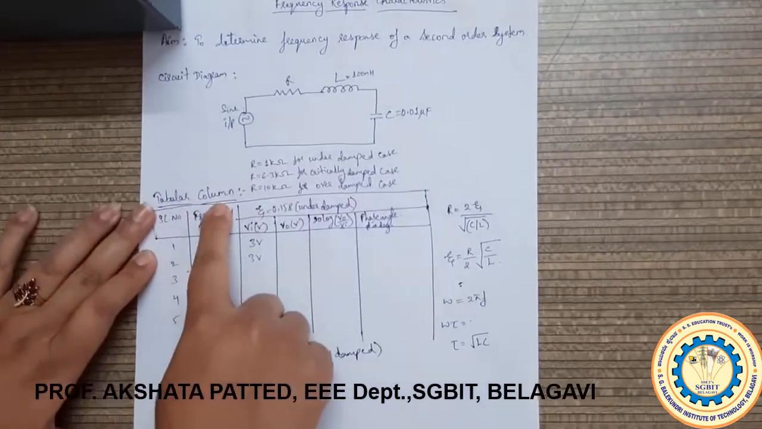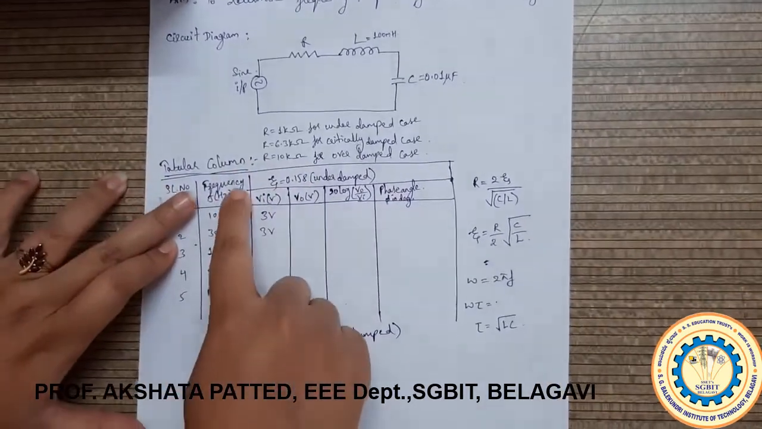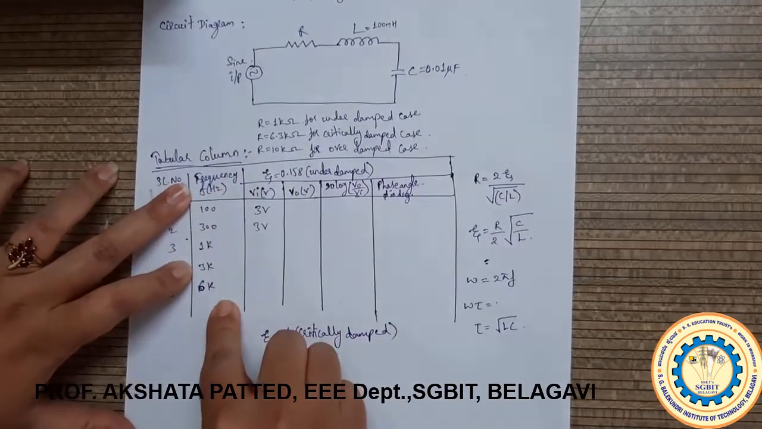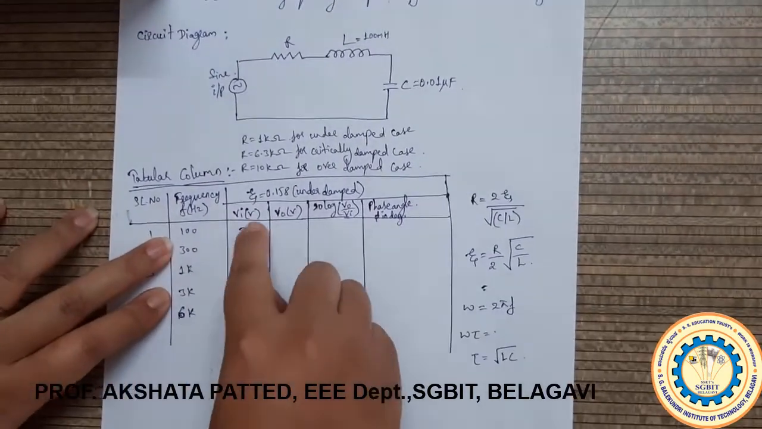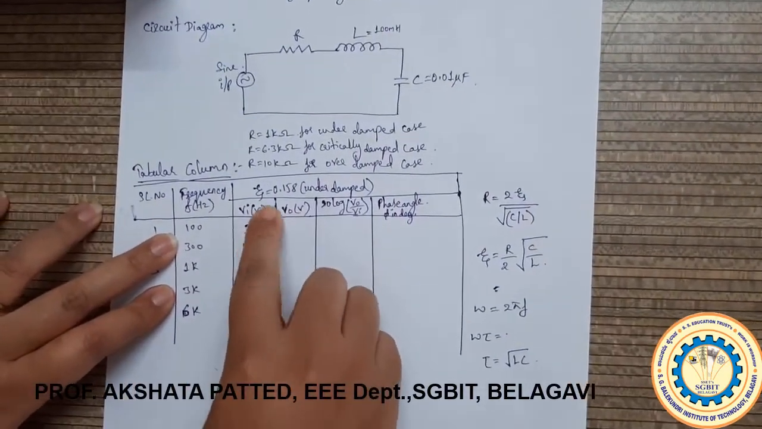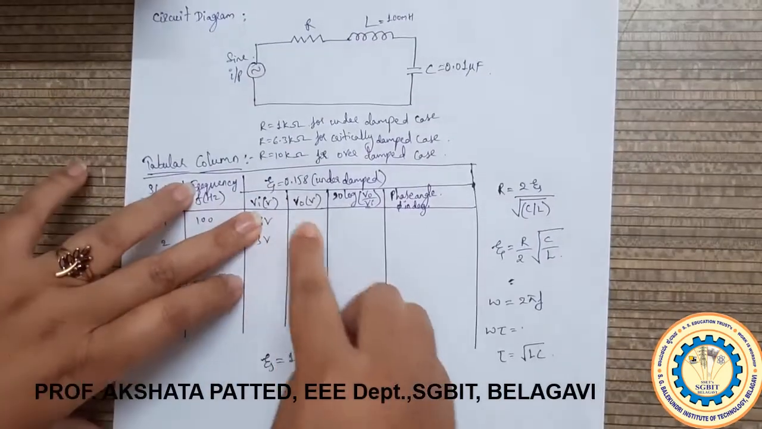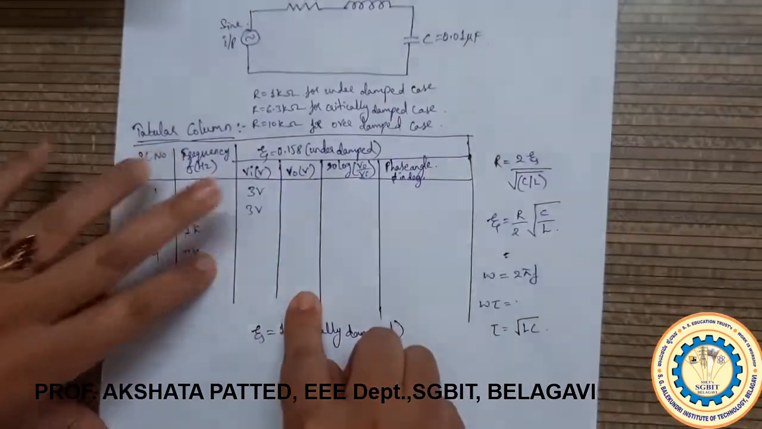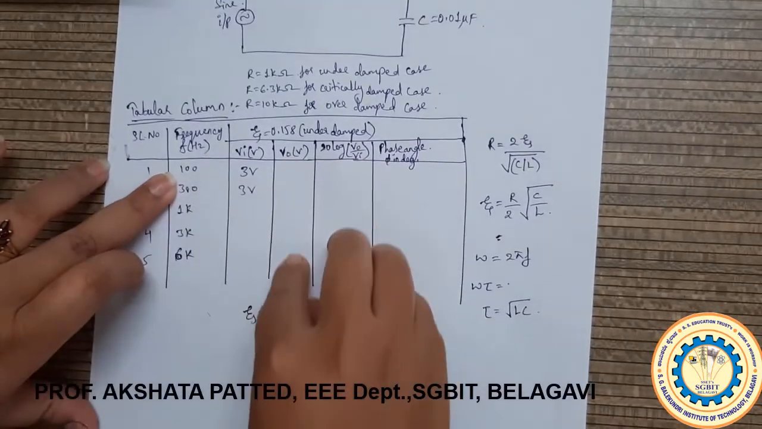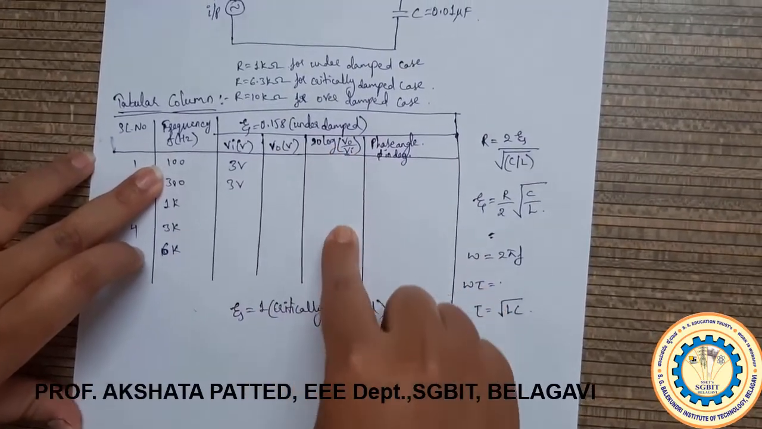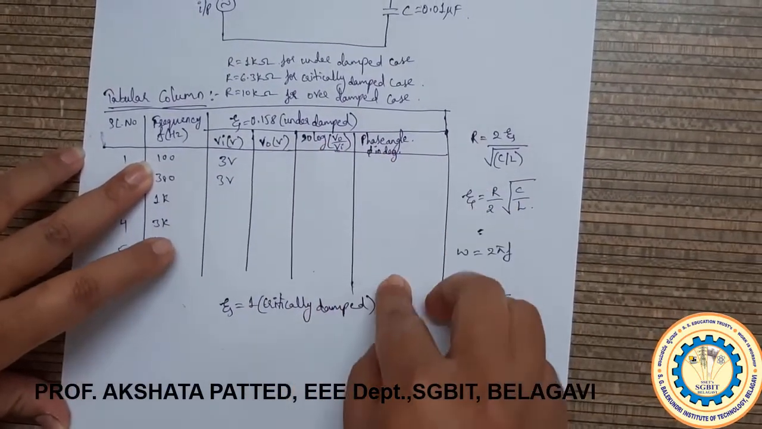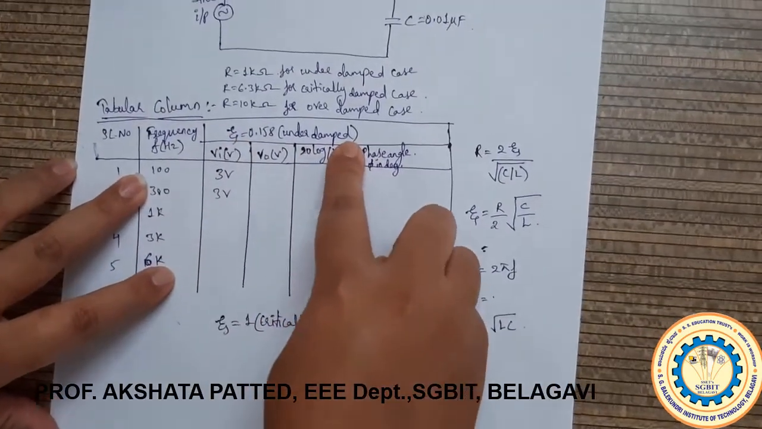Observe the tabular column here. For different frequency readings, we have to set the input voltage, then note the output voltage according to the frequency, and we have to calculate the gain and phase angle. This is for the underdamped system.